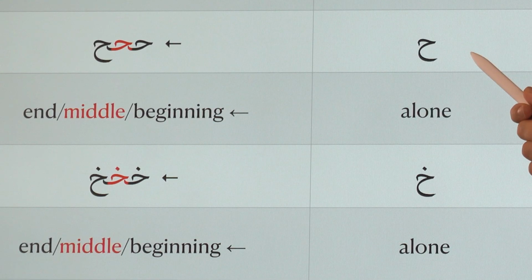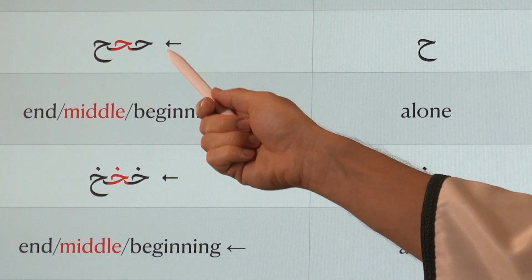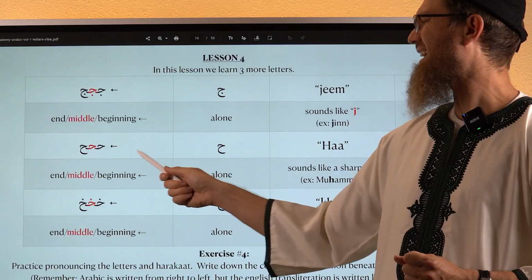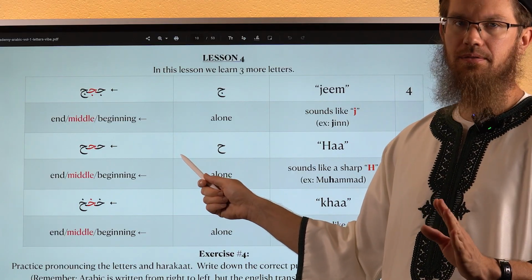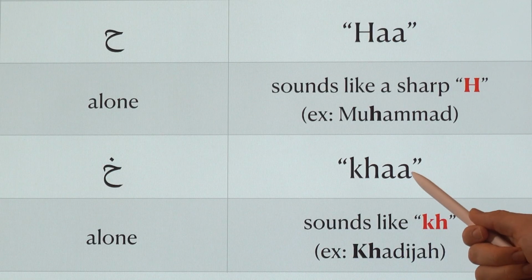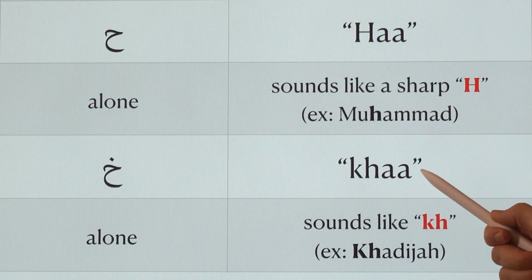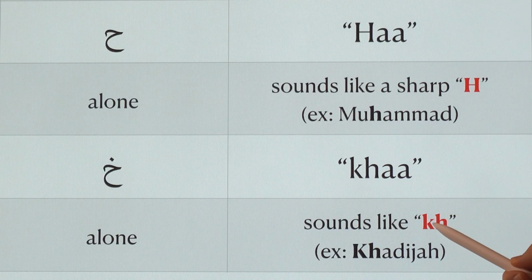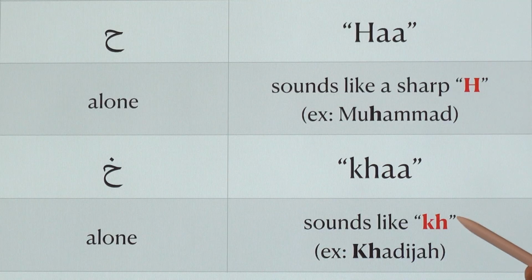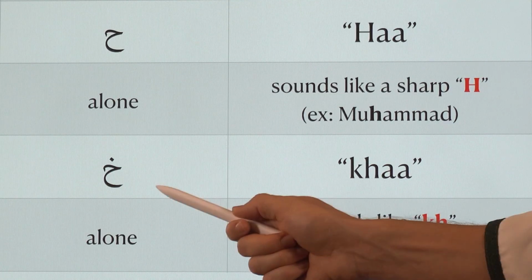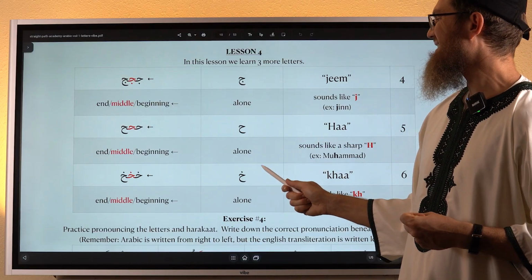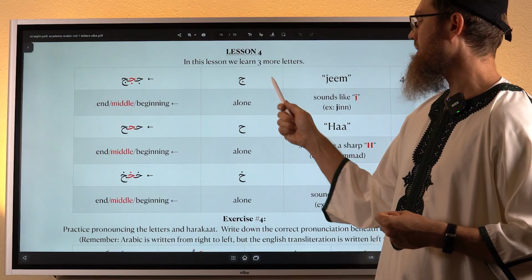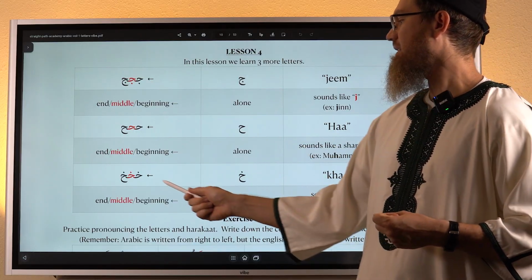This is how the letter Ha looks alone, and then this is how it looks in the beginning, middle, and end of a connection. And it looks just like the letter Jim, except the Ha has no dot. And finally, we have the letter Kha. The letter Kha can be compared to the combination of K and H in English. So for example, the name Khadija begins with the letter Kha. Kha, Khadija. And the letter Kha looks just like the Ha and Jim, except it has a dot above.